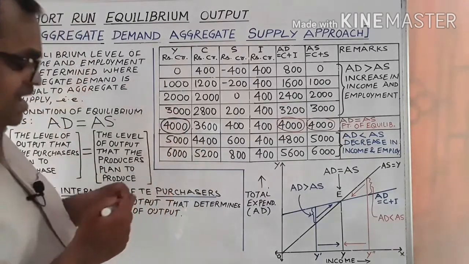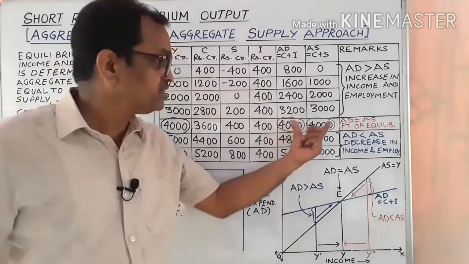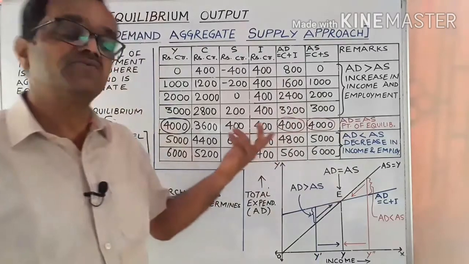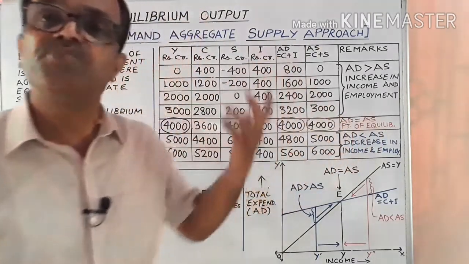There would be an increase in the income level, and so far as this 4000 crore income is concerned, at this level of income aggregate demand is 4000, aggregate supply is also 4000 crore, that is AD is equal to AS, and therefore it is the point of equilibrium.